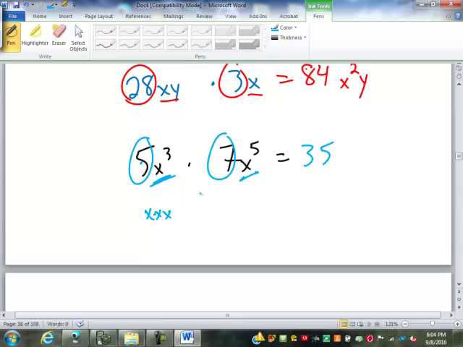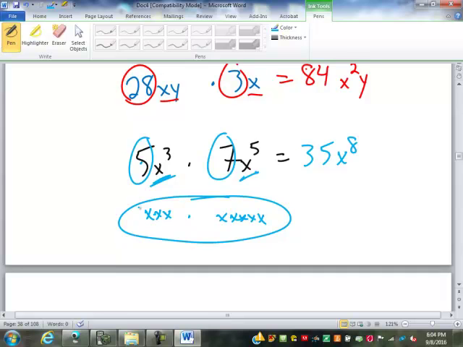Remember, x to the third is 3 x's multiplied together. X to the fifth is 5 of them multiplied together. If we multiply those, how many total do we have multiplied together? Careful. 8. There we go. X to the 8th. There are 8 x's being multiplied together. So it's just 3 plus 5, or 8 total x's being multiplied. So x to the 8th. We'll look at that a little bit more next week when we look at rules of powers.